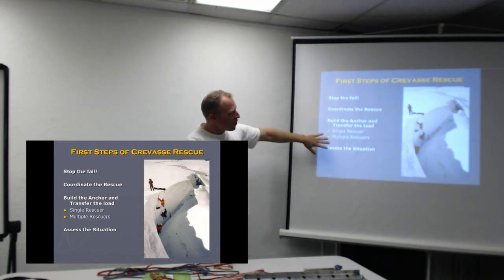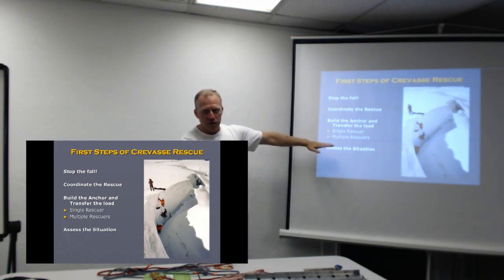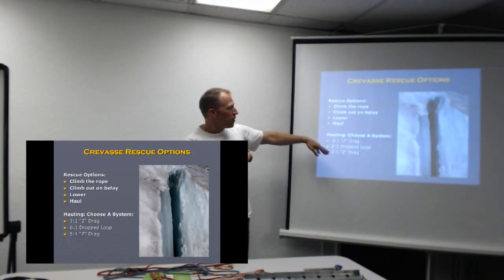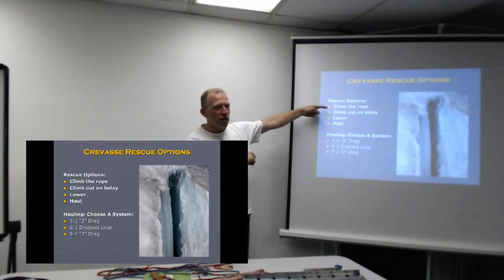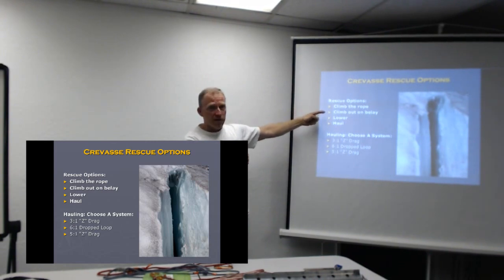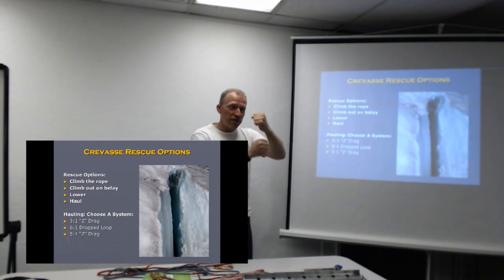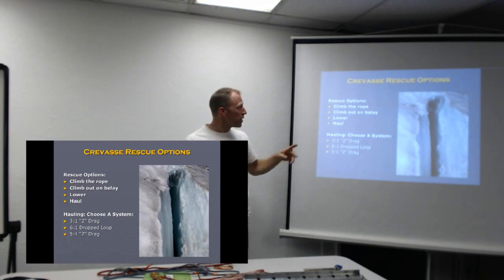But you have to go to the edge and assess the situation, because maybe, let's go to the next slide, maybe that they can climb out on their own, okay? Maybe they could climb the rope, or they could climb out on belay. Those are both options. They're different results. One, they're climbing the rope itself, and the other one, they're climbing out, but you're belaying them, so you're taking that rope. Both of those are much better than having to haul somebody.